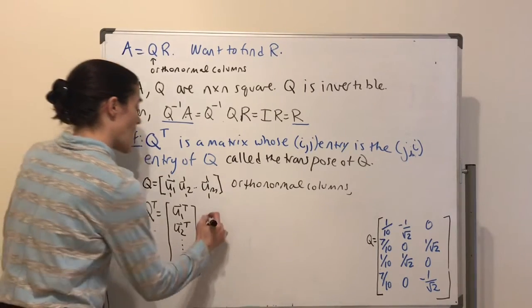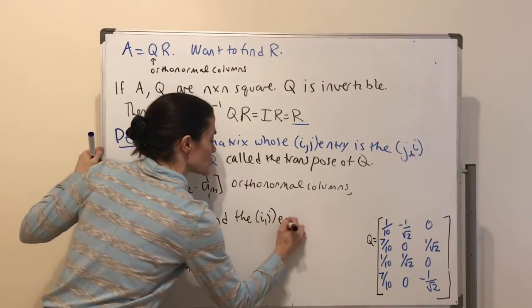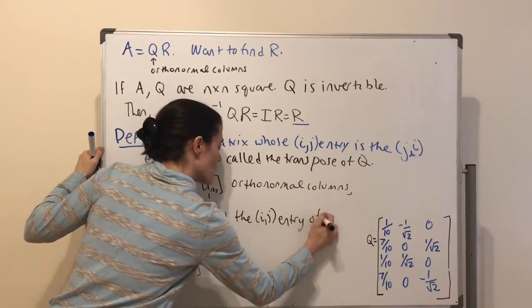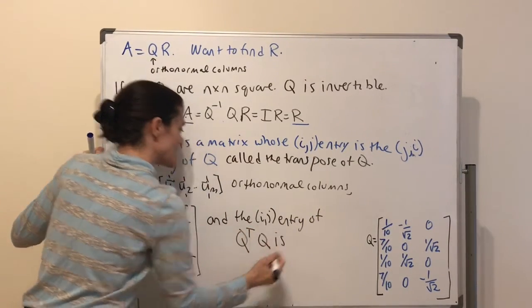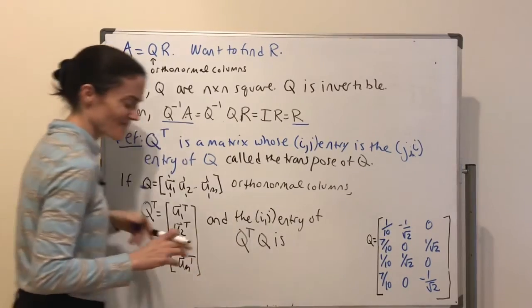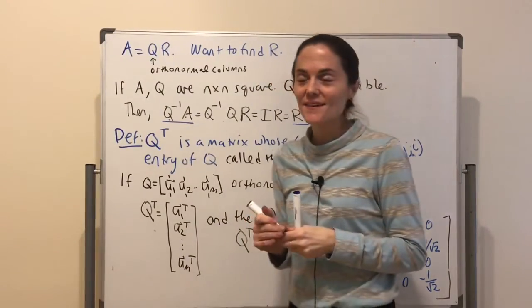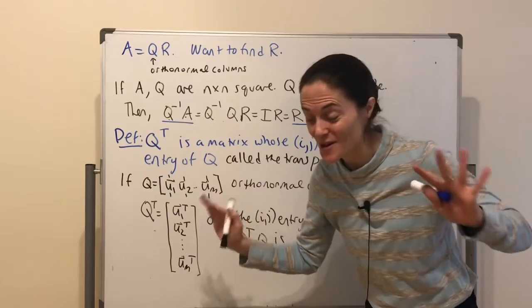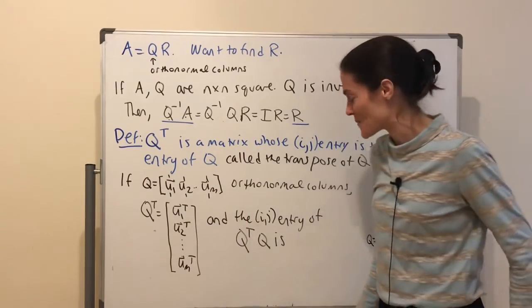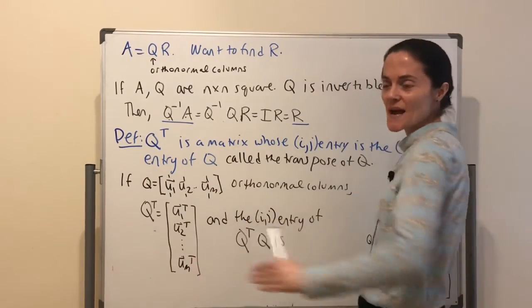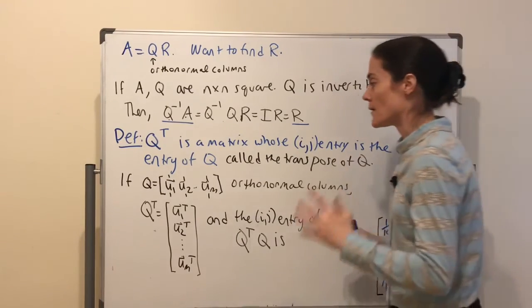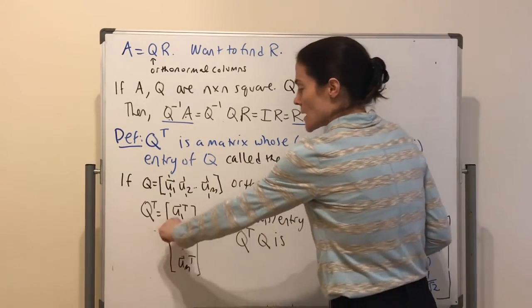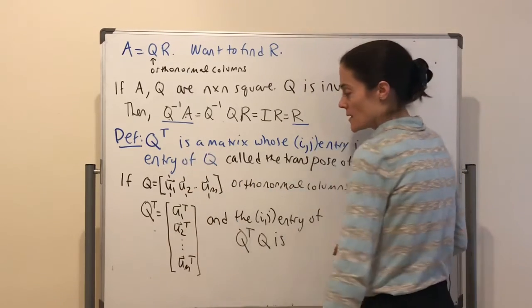So far, so good. And the entry of Q transpose Q is, this is the beauty of, I told you that we loved orthonormal bases, and this is another reason why, and we will pursue it more as I mentioned next section. Okay, the ij entry is, well, here you take row dot column, right?